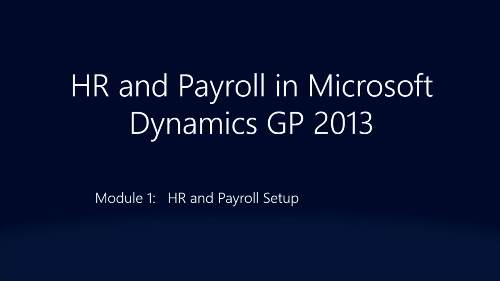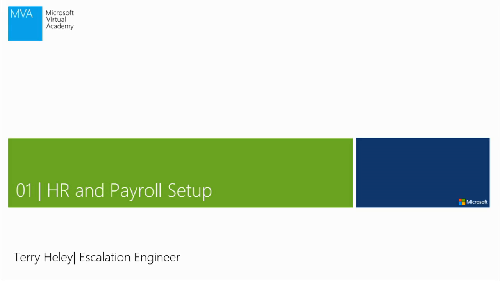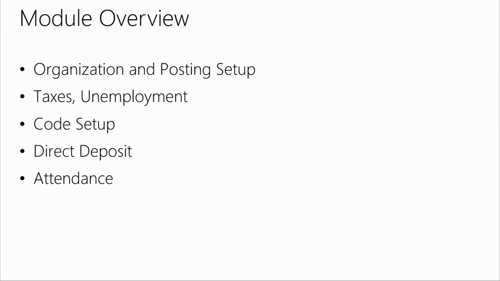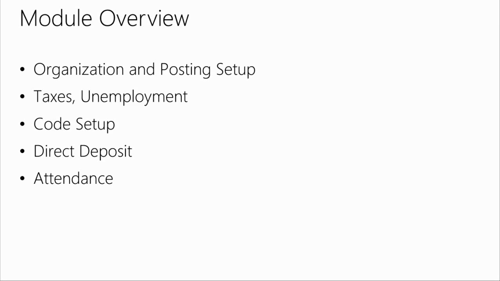Our first module setup will be Human Resources and Payroll setup. The module overview will be the organization and posting setup windows. We will also talk about taxes and unemployment setup, workers' comp, your different pay codes, deductions, and benefits setup. I will also show you how to set up your direct deposit so you can run with your files electronically. And also we will cover some setup options in HR for attendance, some skills, and orientation as well.